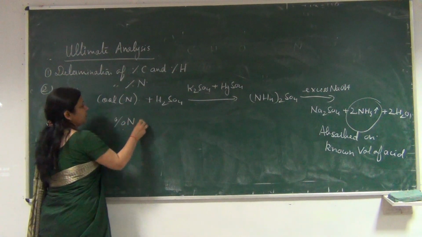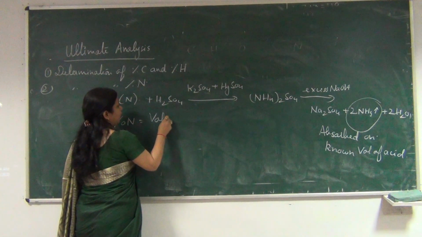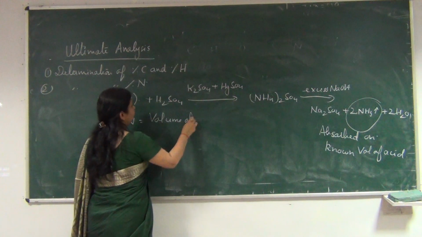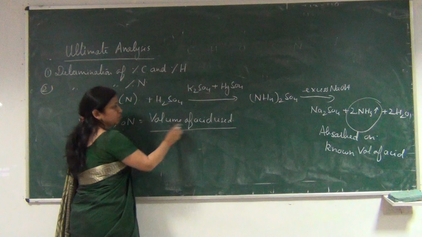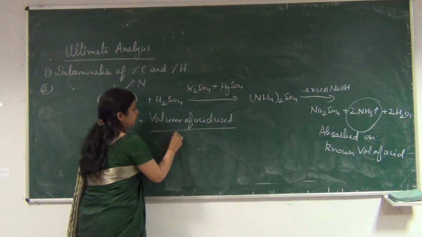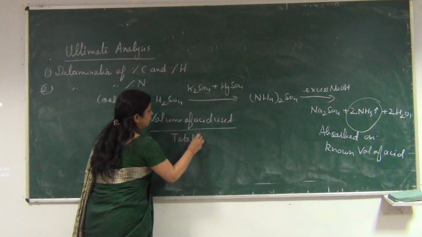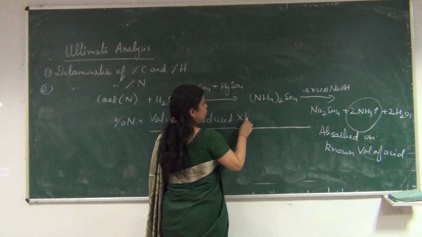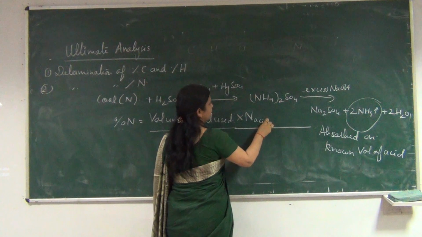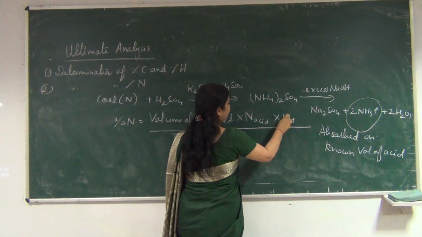So percentage of nitrogen is given by volume of acid used for absorption of ammonia divided by total coal into normality of acid into 1.4.